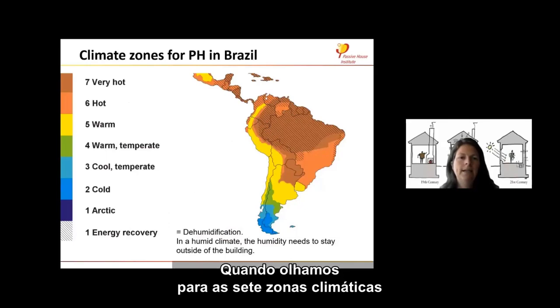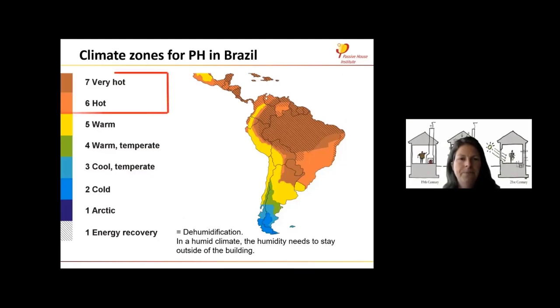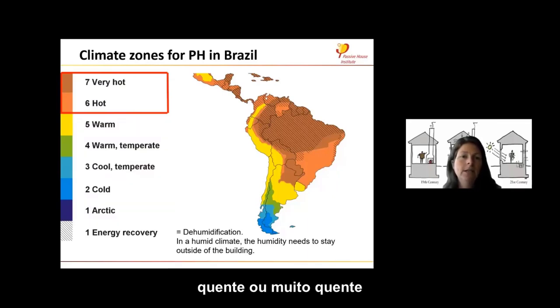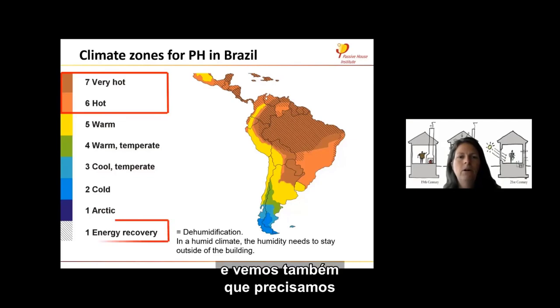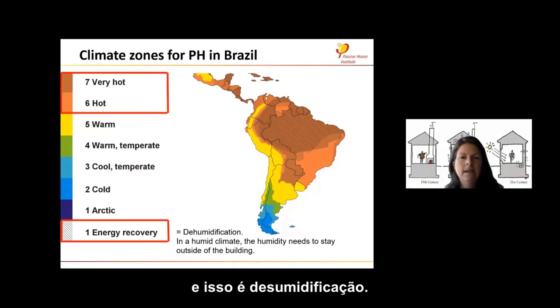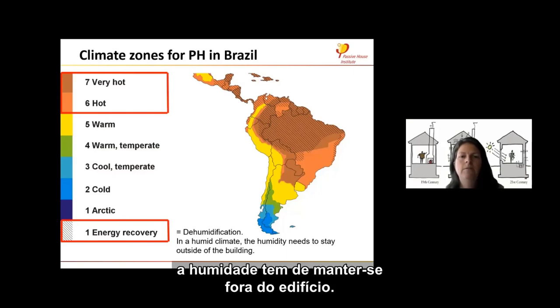When we look at the 7 climate zones defined for the PHPP, then we see that most of the climates of Brazil are in the very hot or hot climate zone, but you also see in the hatching that we need energy recovery in many parts of Brazil, and that is dehumidification. So as I said, in a humid climate, the humidity needs to stay outside of the building.